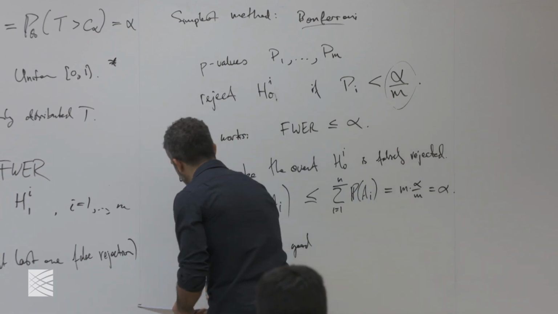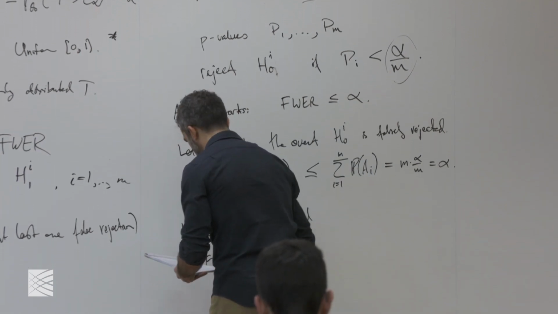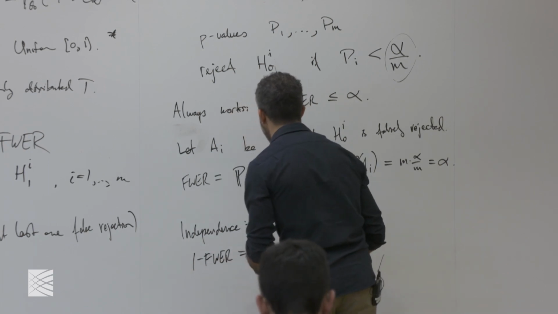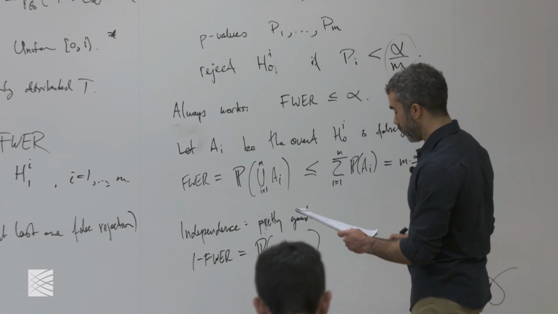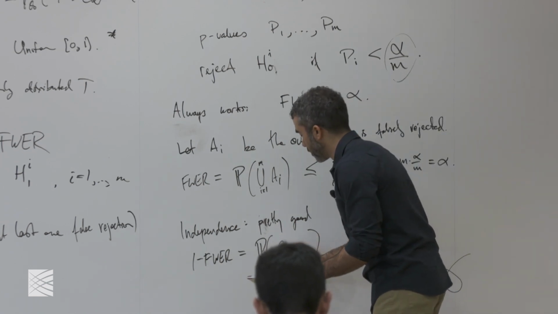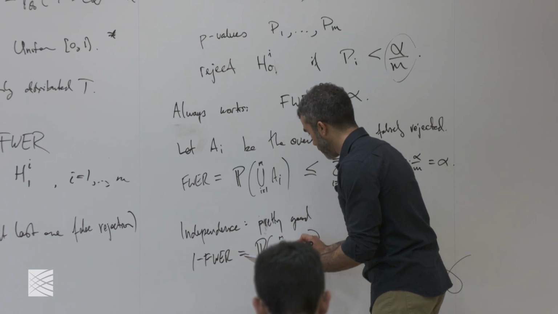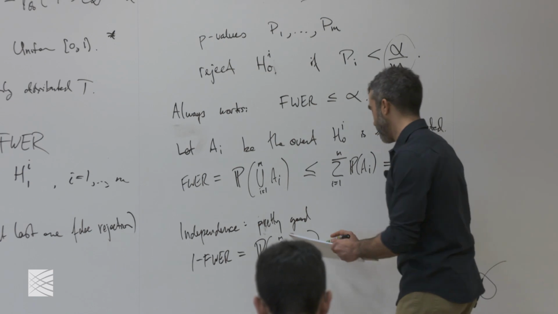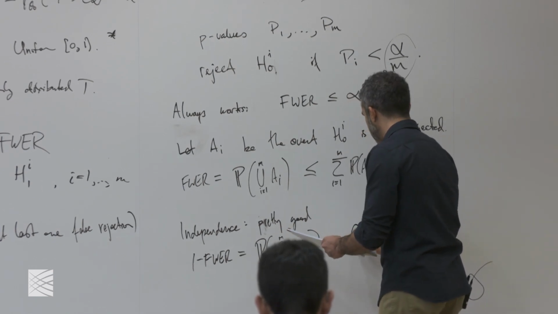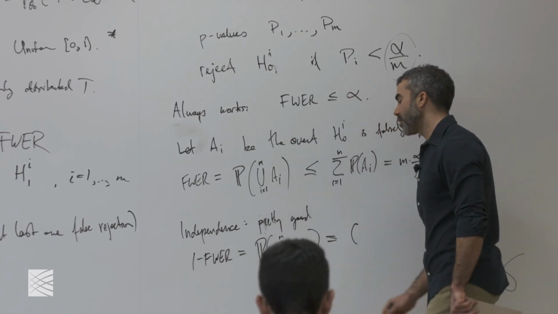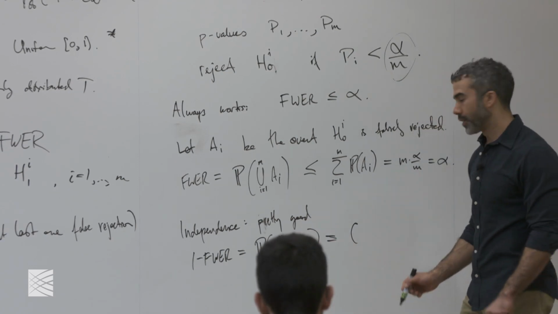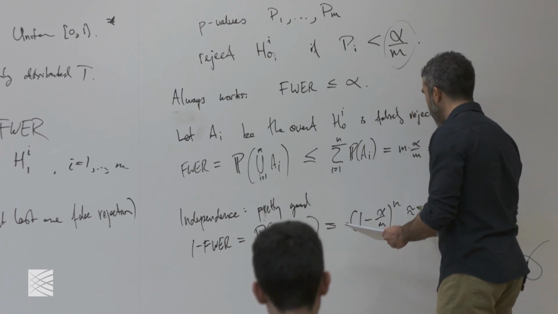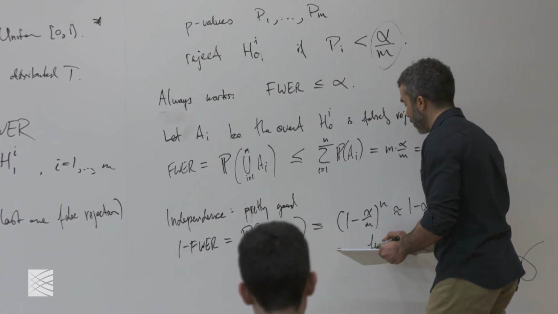And for that, I want to look at 1 minus the family-wise error rate, which is the probability of no false rejections, which is an intersection. This is called De Morgan's laws or something. Probability that none of these events hold. And that is the probability of an intersection, which under independence is the product of the probabilities. So here we get (1 minus alpha over m) to the m, which is approximately 1 minus alpha for alpha small.